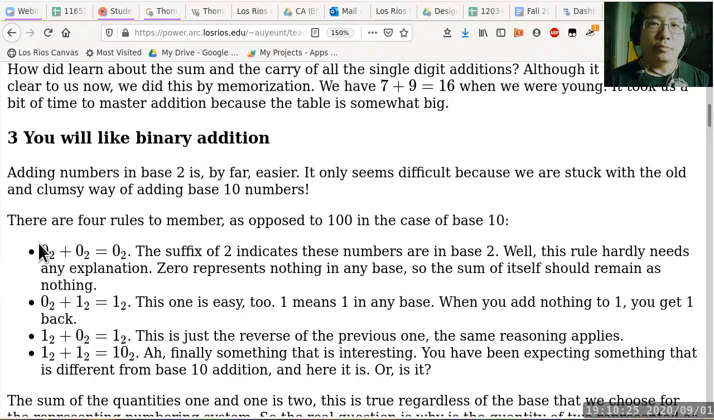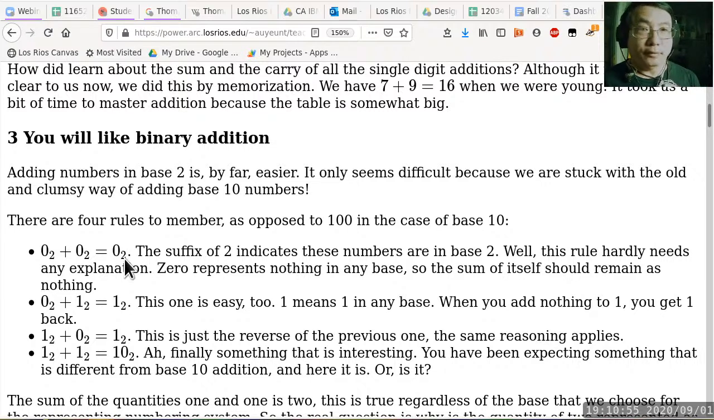Now you're looking right here at the entire addition table in base 2. We'll go through this one by one and see whether they make sense or not. When you see a 2 as a subscript, that means I'm emphasizing that we are talking about base 2 numbers in this case. So we have base 2 0 plus base 2 0 equals base 2 0. Does that make sense?